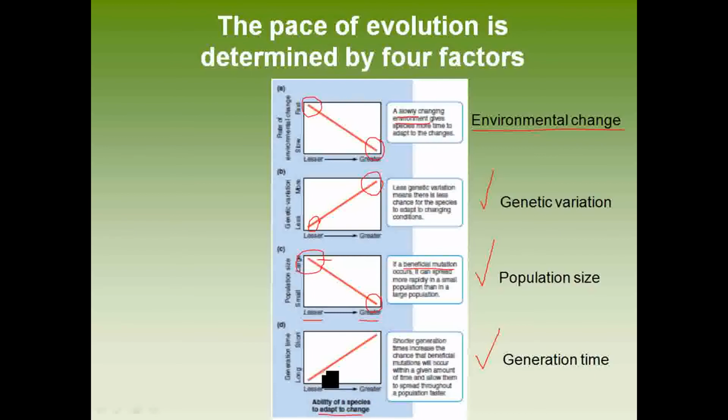Long generation times, like for large mammals, a female elephant gives birth to one, maybe two in her lifetime, and it's a very, very long gestation period. She's pregnant for a long time. These species are much less able to adapt than a species that has a short generation time.